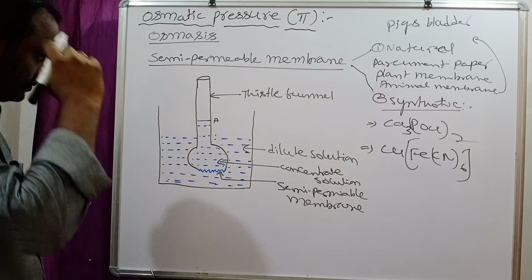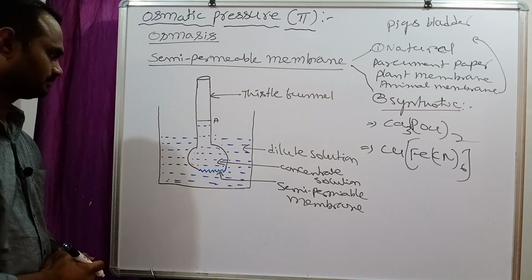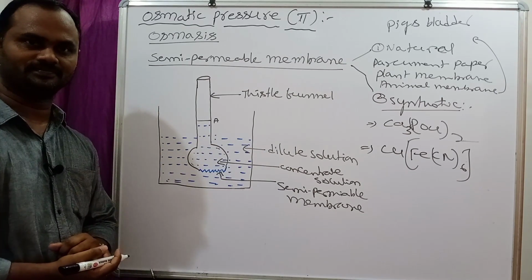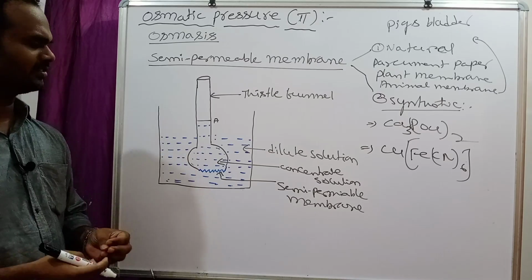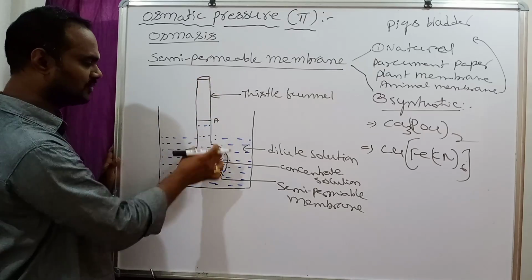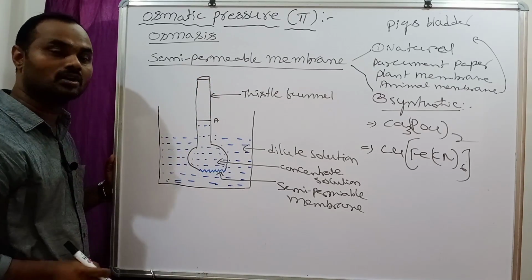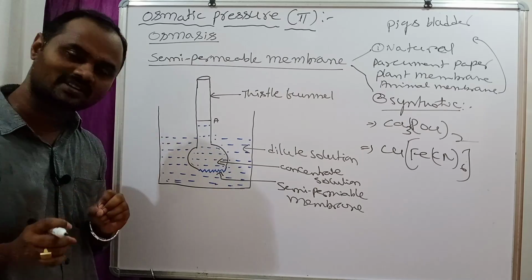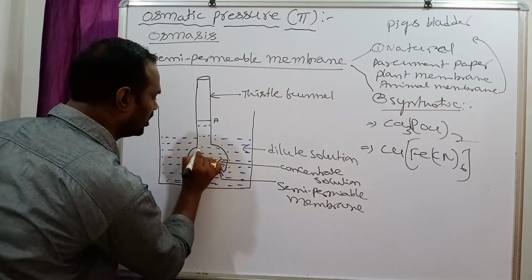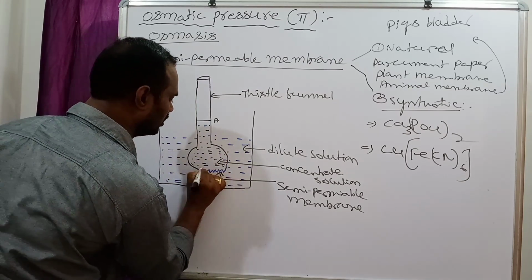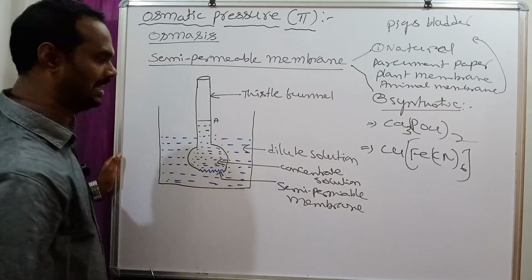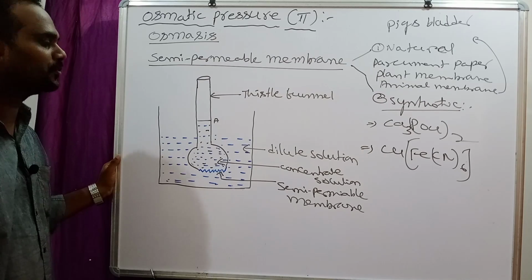You see, one beaker we have taken. In the beaker, I have taken a dilute solution, suppose very dilute sugar solution, or pure solvent, no problem. In this outside container there is a thistle funnel. In the thistle funnel we take concentrated sugar solution, meaning more solute dissolved in it. So inside the funnel is concentrated solution, outside the funnel is dilute solution or pure solvent.